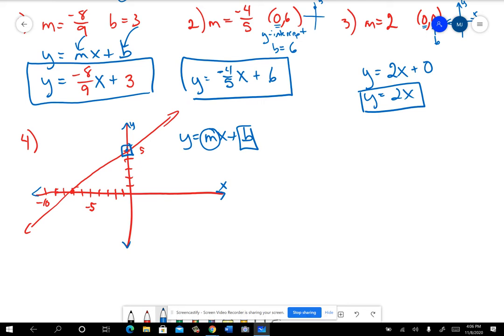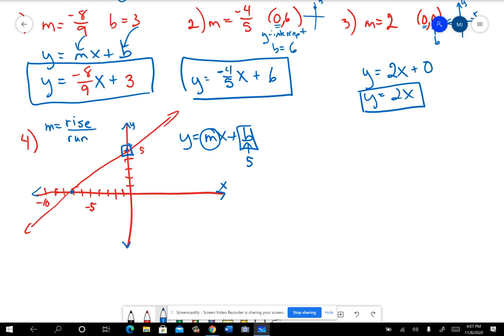Okay, isn't that the y-intercept? So it crosses the y-axis at +5, so you can just put a 5 where the b is. All right, now for the slope, since you've got a graph, if you remember from the previous video or from class, if you've got a graph, just count to find your slope.